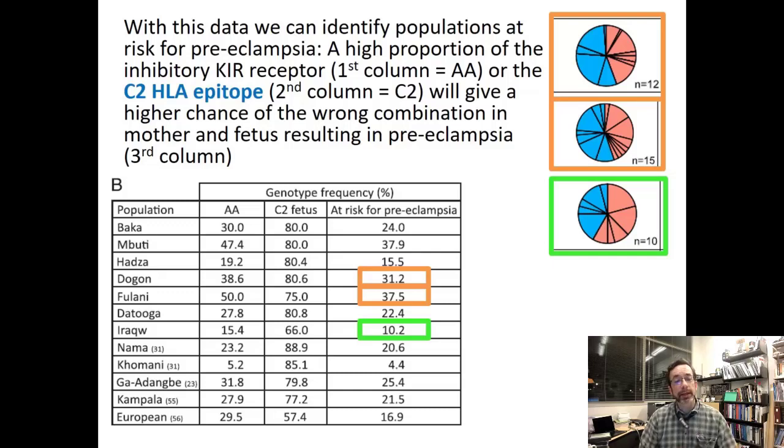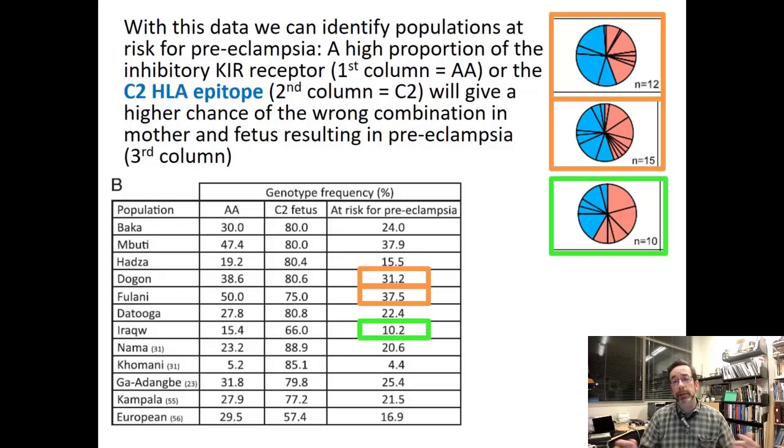So that results in the Dogon and the Fulani having a higher risk for preeclampsia. According to this one measure of preeclampsia, 1/3 of the population would be at risk for this. Now remember, there are other receptors that can compensate for this. This does not account for that.